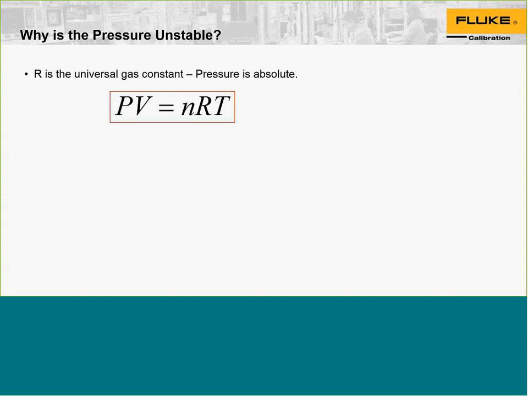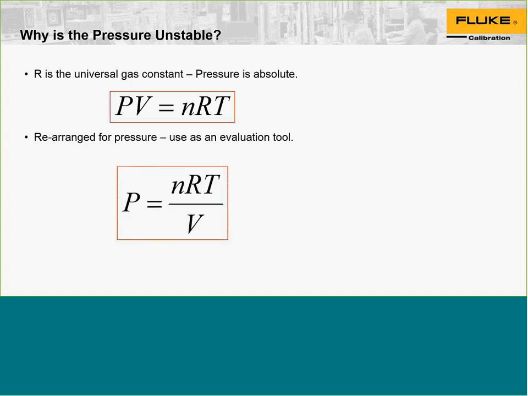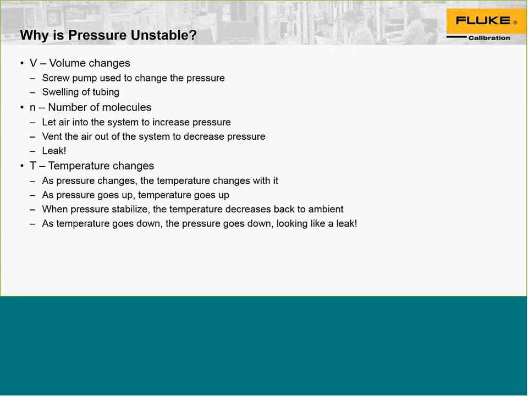The gas law is given as PV equals nRT. You can solve for pressure and use it as an evaluation tool to look at why your pressure is unstable. Pressure equals nRT divided by V. What are these different variables? P is pressure, n is the number of molecules in the system, T is temperature, and V is volume. Basically, looking at that, there are about three different things that will affect pressure and thus cause it to be unstable.